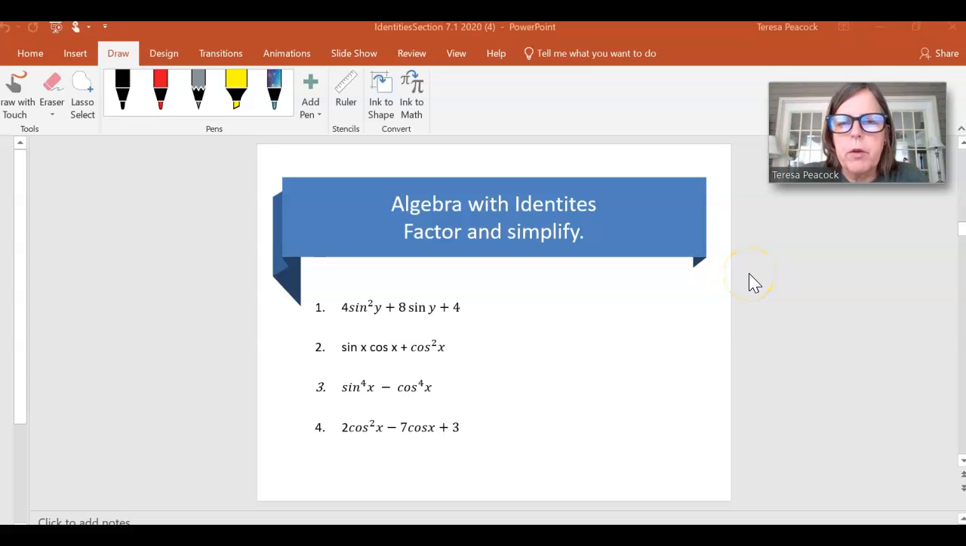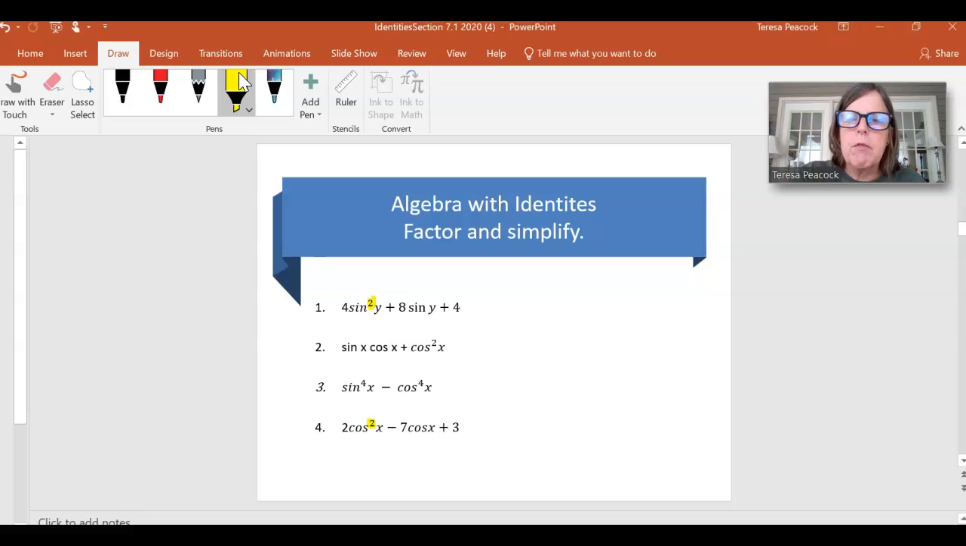Hello. In this particular part of trigonometry, we're going to look at using algebra to simplify our trig expressions. And the first skill I want to go over with you is how to factor given trigonometric expressions. The first type I want to look at is problems number 1 and 4. These are called quadratic equations because of the square involved.